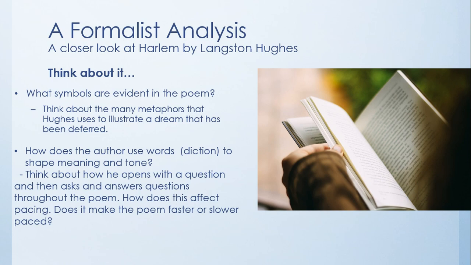If we were to perform a formalist analysis on this poem by Langston Hughes, here are some things we would think about. What symbols are evident in the poem? Think about the many metaphors that Hughes uses to illustrate a dream that has been deferred. How does the author use words or diction to shape meaning and tone? Think about how he opens with a question and then asks and answers questions throughout the poem. How does this affect the pacing? Does it make the poem faster or slower?